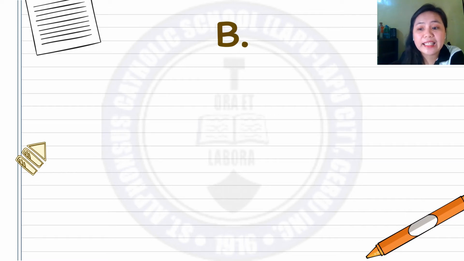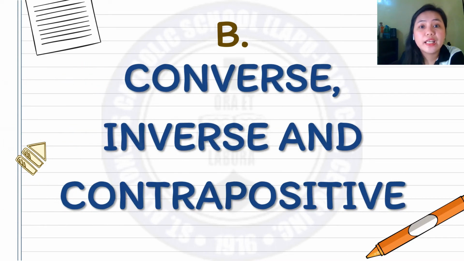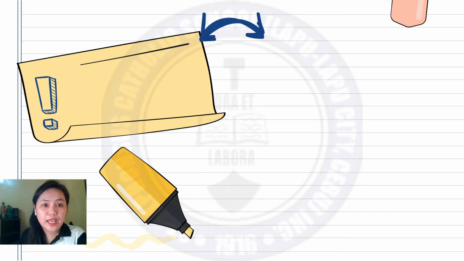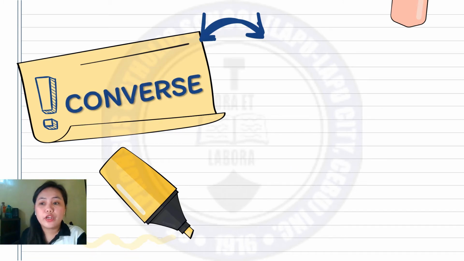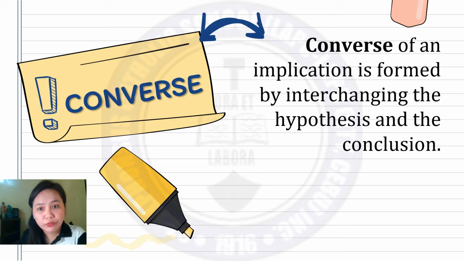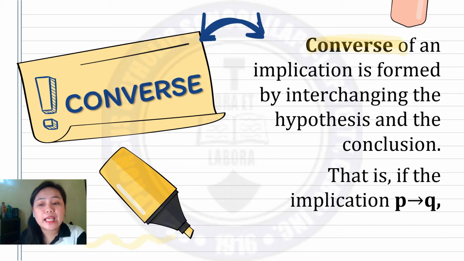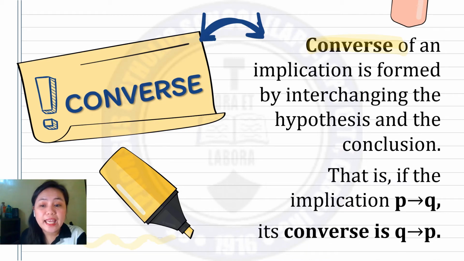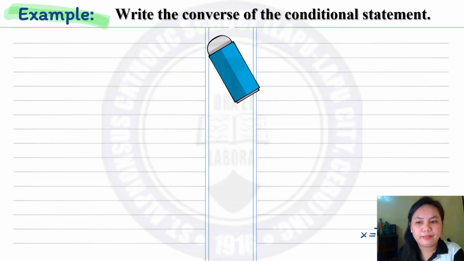Now, there are other related implications or conditional propositions that are often used in mathematical logic. These are converse, inverse, and contrapositive. First, we have the converse. The converse of an implication is formed by interchanging the hypothesis and conclusion. That is, if the implication is if P, then Q, its converse is if Q, then P.